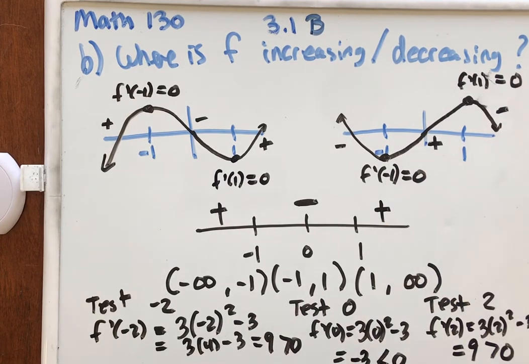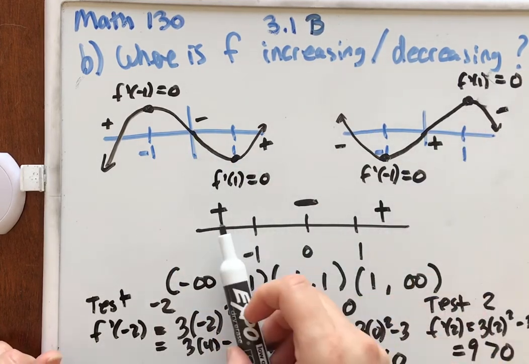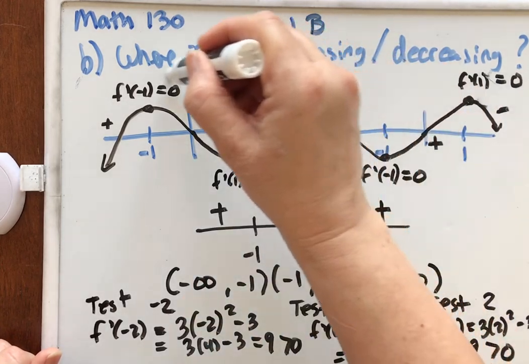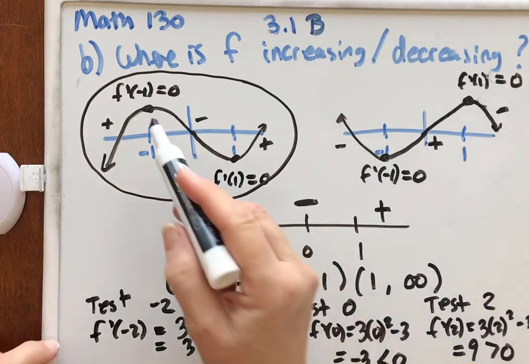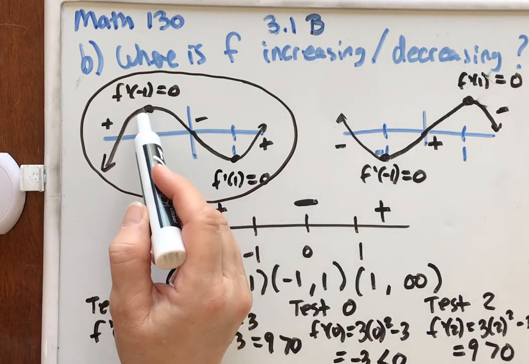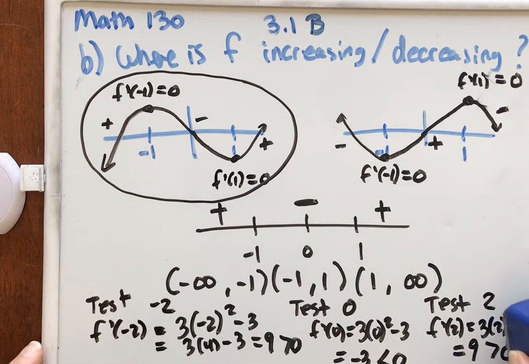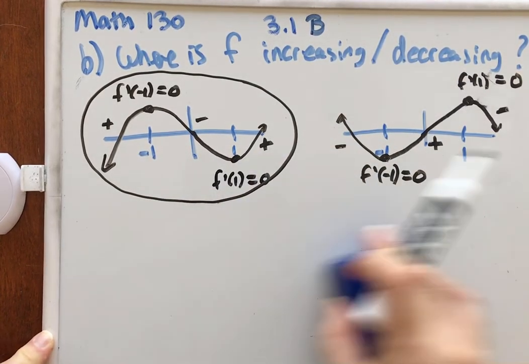So now looking at our graphs, which graph matches this? Positive, negative, positive. This one does. So basically our picture is going to look like this, and therefore we know that we have a relative max at x equal -1 and a relative min at x equals 1. So we're going to state that now that we know what this picture is.